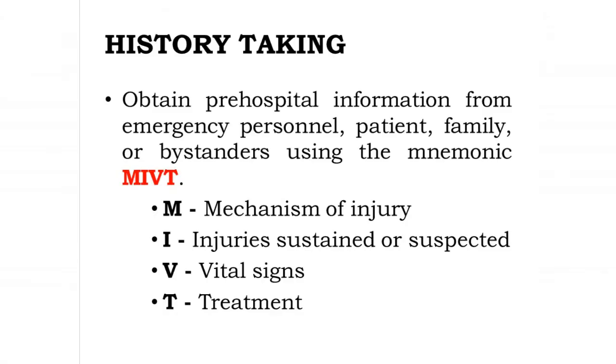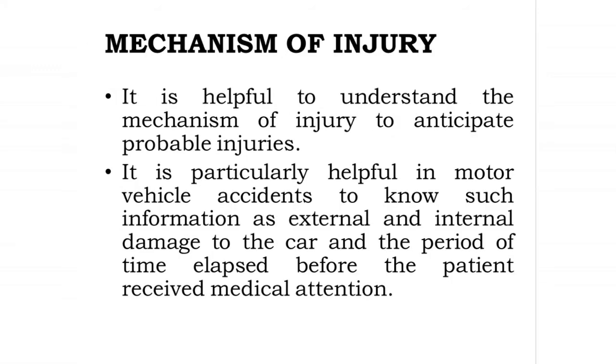History taking. 1. Obtain pre-hospital information from emergency personnel, patient, family, or bystanders using the mnemonic MIVT. M for mechanism of injury. It is helpful to understand the mechanism of injury to anticipate probable injuries. It is particularly helpful in motor vehicle accidents to know such information as external and internal damage to the car and the period of time elapsed before the patient received medical attention.